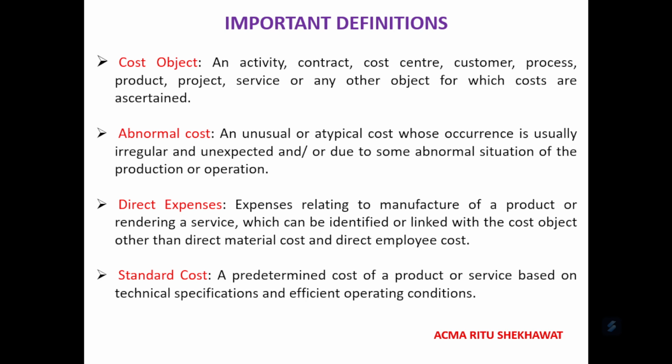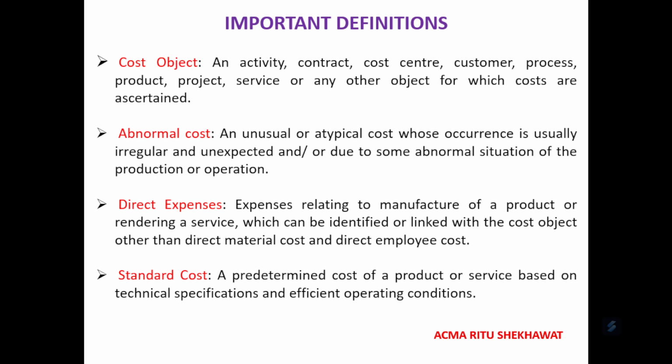So the definition says, expenses related to manufacture of a product or rendering of service which can be identified or linked with the cost object, other than direct material cost and direct employee cost. So we can say this also like this: direct expenses is a third-level expense in prime cost. What is prime cost? Direct material, direct labor, and direct expenses.